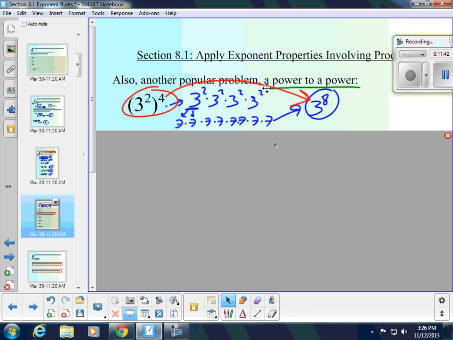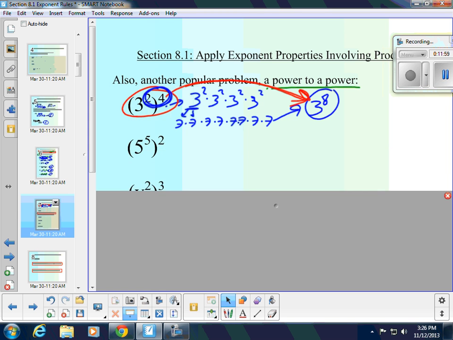But if I have 3 squared to the 4th power, I'm telling you the answer to that is 3 to the 8th. So what's the rule that works? Well, in this case, if you have a power to a power, as students will start to realize, I can just multiply these two powers together. 2 times 4 gives me 8. So that's how I get my 3 to the 8th power.